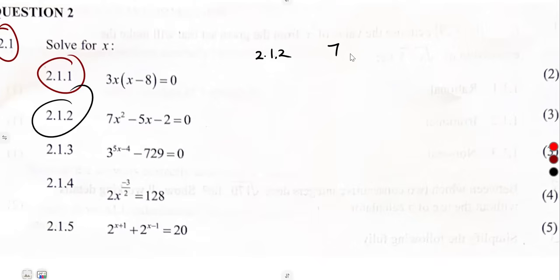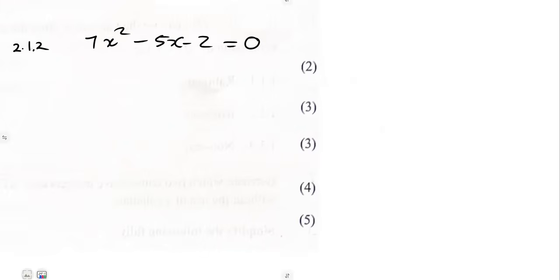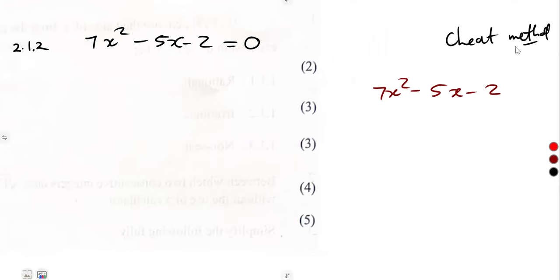2.1.2, 7x squared minus 5x minus 2 is equal to 0. So you can simply try to apply our factorization method. On your factorization, guys, I am not going to limit you to my method. There are so many methods that you can use. So I'm just going to apply the cheat method. Remember, we talked about the cheat method on a separate video. Check, is it grade 10 or grade 11? But I explained that one.